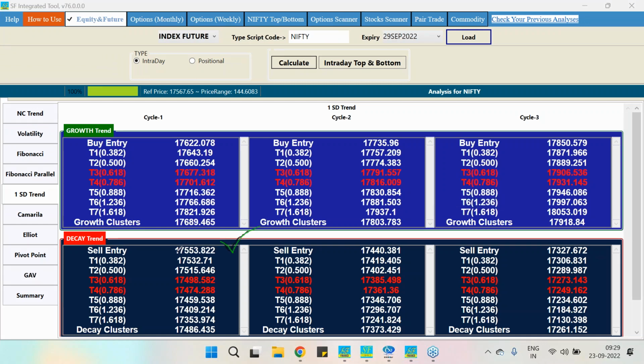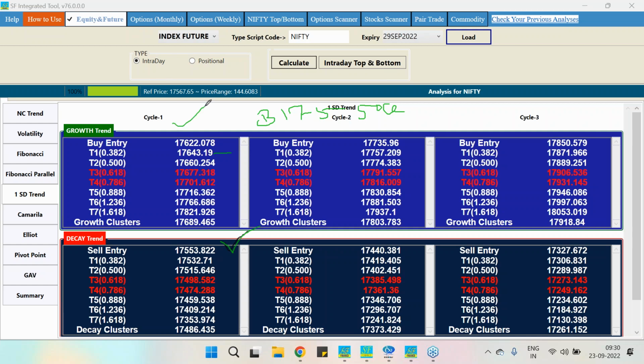If you are selling at the 17,554 level, then you must buy a 17,550 call option along with the sell trade to hedge your trade. For the sell trade, the stop loss will be 17,643. So this is for our NIFTY future.